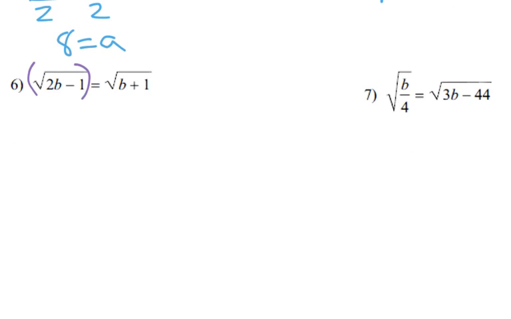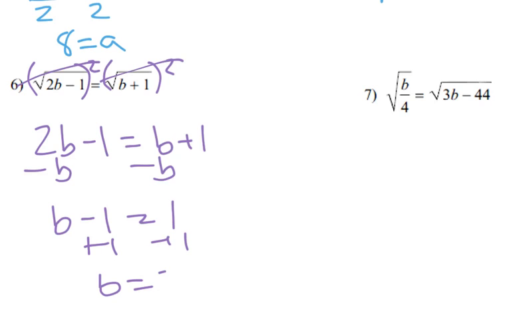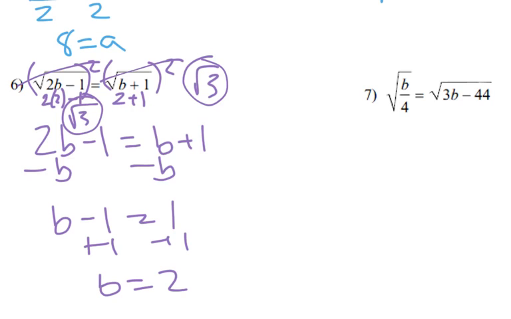Number 6, they're both alone, so we square both of them, giving us 2b minus 1 equals b plus 1. Because those undid things, we just simplify. Subtract b from both sides, giving us b minus 1 equals 1, add 1, and we get b equals 2. If I really needed to, I could check: 2 plus 1 gives me the square root of 3 on the right side. 2 times 2 is 4, minus 1 is 3. Square root of 3 equals square root of 3, so it works out. So I know that's a correct answer. Typically, though, if you only get one number, that's most likely going to be your answer.